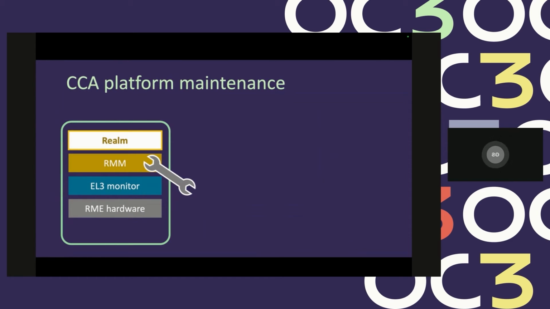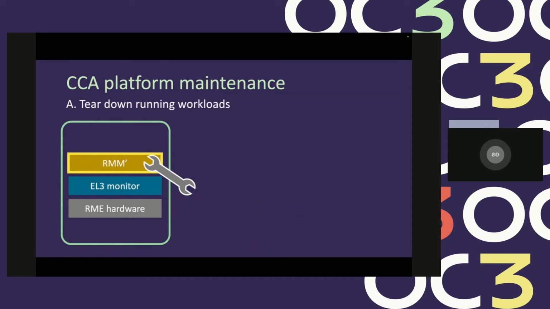If that RMM is actively servicing running realms, then one option would be simply to, before applying the update, require that those running realms are brought down. The update can then be applied, and then once the update has been deployed to the system, the workloads can then be reinstated. However, clouds naturally aim to attract business by offering high availability, and so this model really isn't attractive to cloud service providers. So we need to look for alternatives, and there are two models that we're currently exploring.